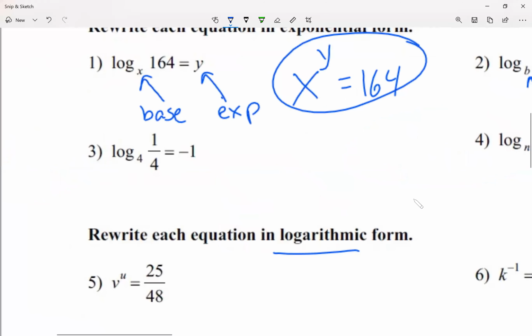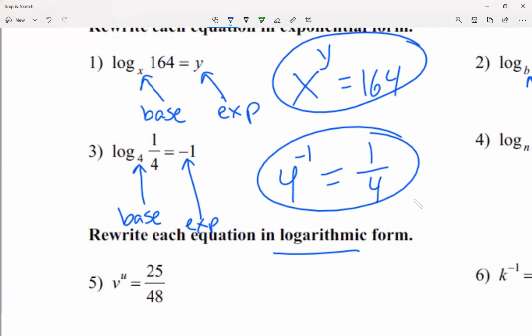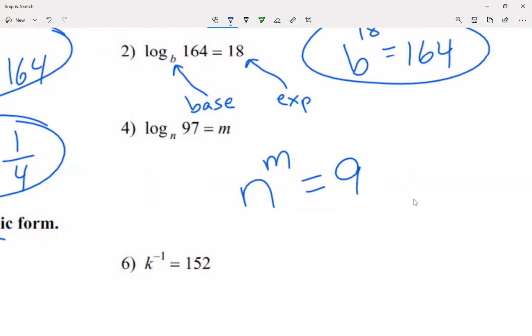Question number 3. Identify the base, right? The base in this case is right here, and -1 is my exponent. So I'm going to write 4 to the -1 equals 1/4. Lastly, question number 4. Look at the base, look at the exponent. Let me just write this as n to the m, because remember, the base is n, the exponent is m. So n to the m equals 97.